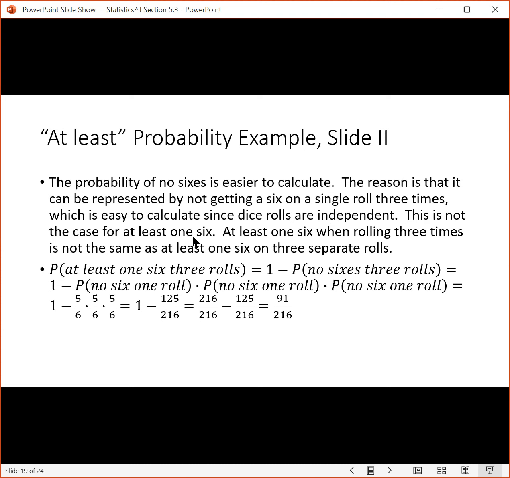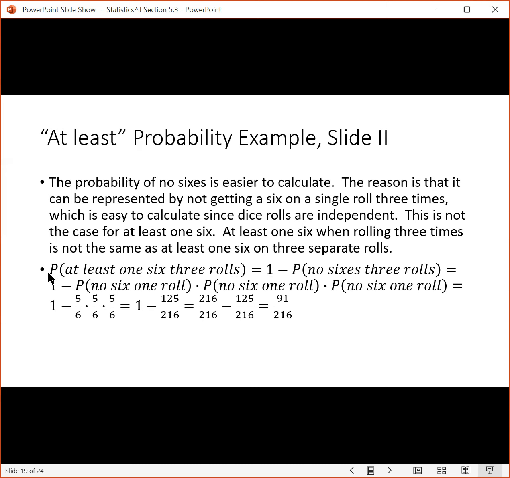This is not the case if you try to flip it around and say, well, why don't I just do that the other way? Why don't I just find the probability of at least 1 six 3 times and multiply those together? At least 1 six when rolling 3 times is not the same as at least 1 six on 3 separate rolls. Those are not the same. So no sixes is the same as not rolling a 6 on 3 single rolls. At least 1 six on 3 rolls is not the same as at least 1 six on 3 separate rolls. You can think about that, but that is true.